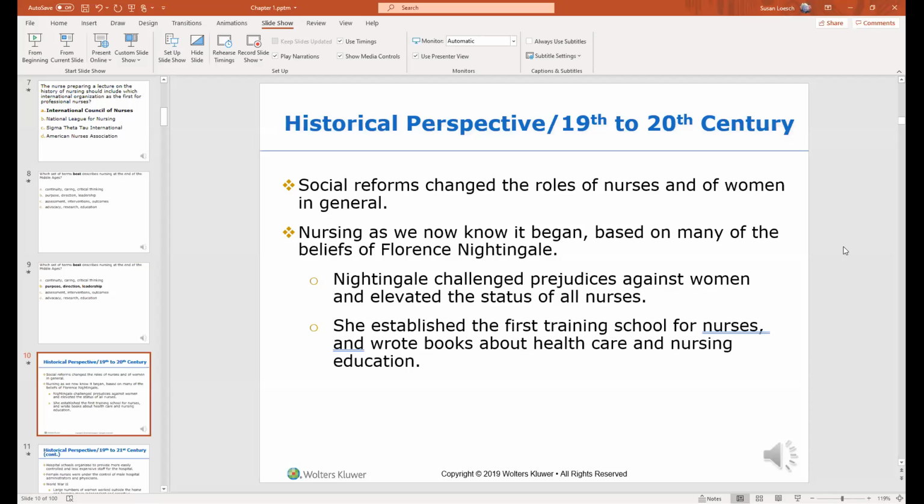So during the 19th and 20th century, social reforms changed the roles of nurses and women in general. Okay, and then nursing as we know it began based on the beliefs of Florence Nightingale. She challenged these prejudices against women. She wrote the first training school for nurses and wrote books about healthcare and nursing education. So really she made a lot of different contributions.